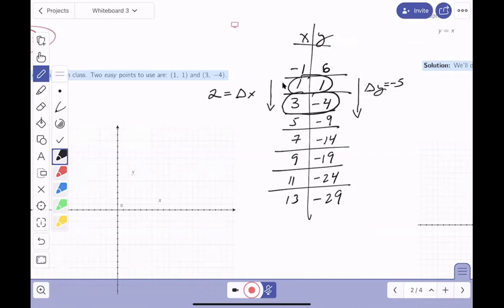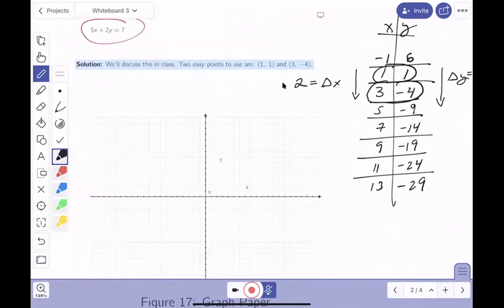The other ones we did by patterns. I'm not saying they're right. I want to see if they're right, though. Someone says, how do you know they're right? I check them. So let's just check the first one. I want to check this one over here. What would you get? If x is minus 1, you get minus 5. And if y is 6, you get plus 12. Does that give me 7? Yes.